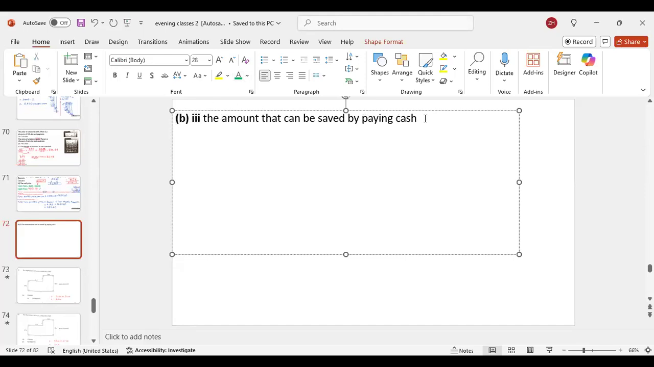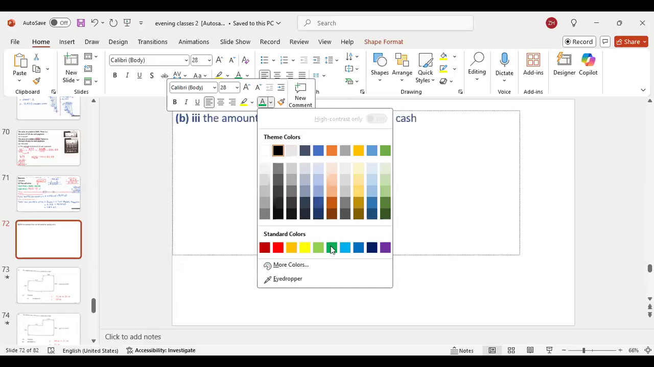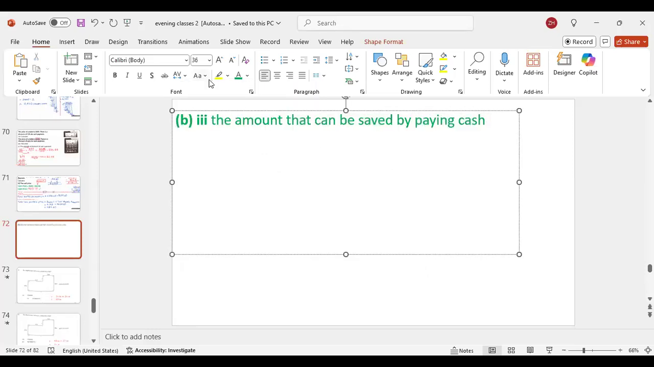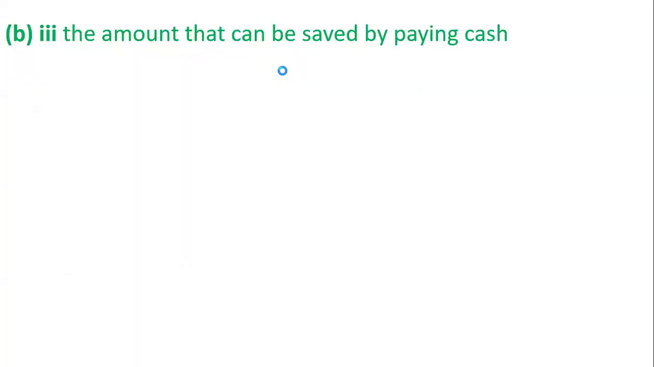So this is going to be the last part of this question, part three. This is going to be the amount that can be saved by paying cash. So the amount that can be saved by paying cash is going to be what? Let's go ahead and do the savings. We're going to subtract.